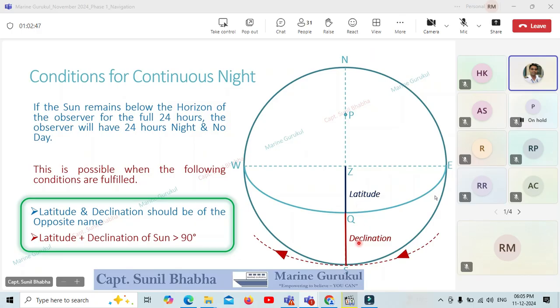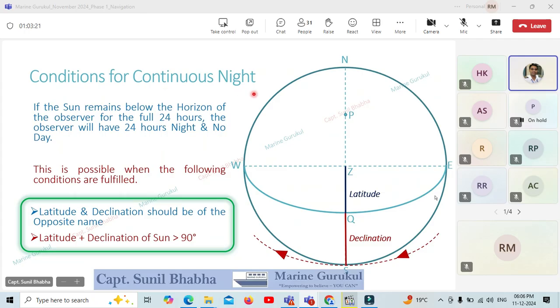So if latitude plus declination is greater than 90, it immediately tells us that the declination circle will pass beyond our rational horizon, or the sun is going to remain below our rational horizon. So that's why the condition latitude plus declination of sun should be greater than 90 degrees for the sun to remain below the horizon for 24 hours, resulting in a 24 hours night or a continuous night.